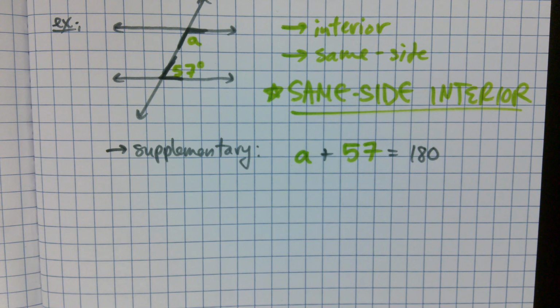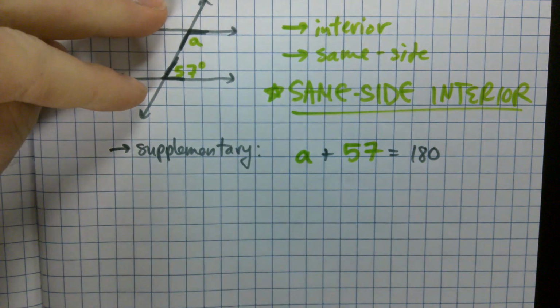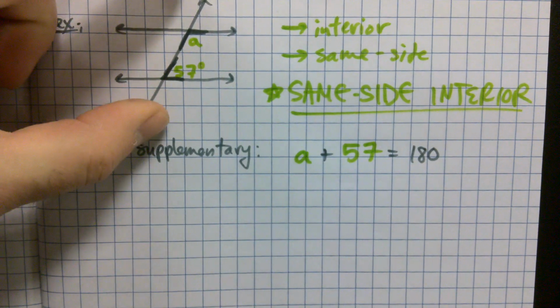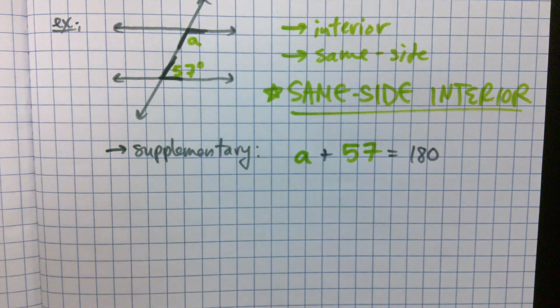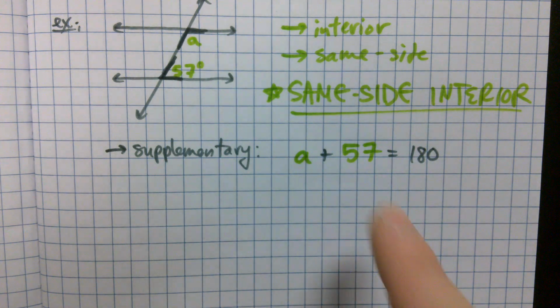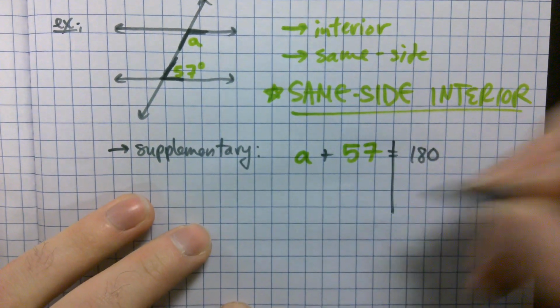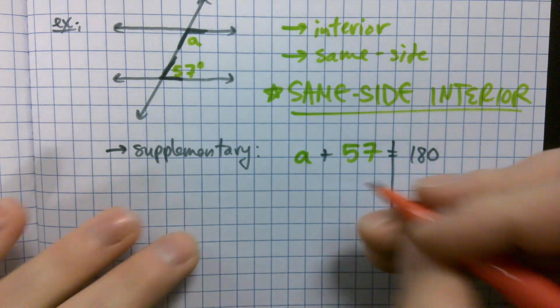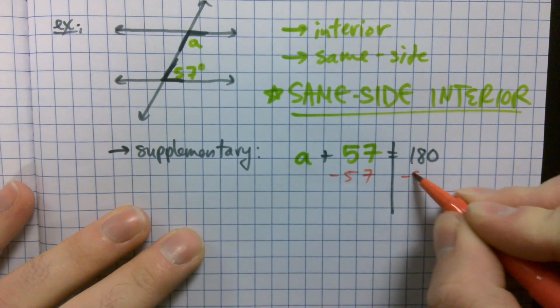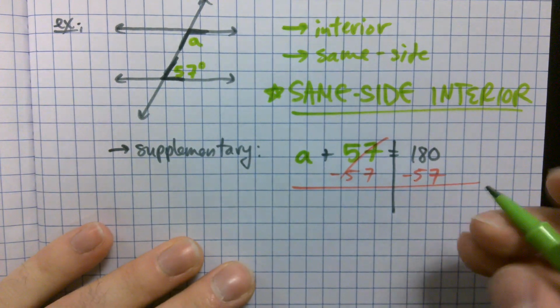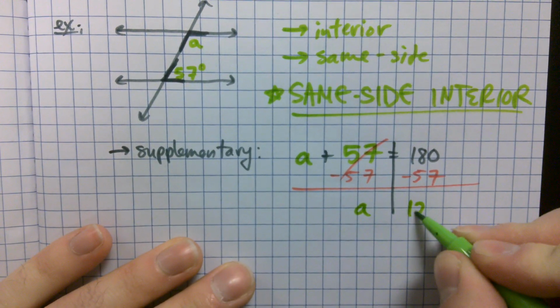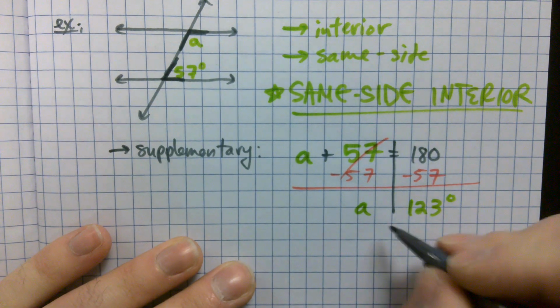Now, angle A and 57, unlike what we talked about in the previous lessons, these are not adjacent angles, right? They are across from each other. They're not lined up in a typical way that we would identify as supplementary, but they still add to equal 180. How can I get A all by itself now here? Minus 57. What's 180 minus 57? 123 degrees.